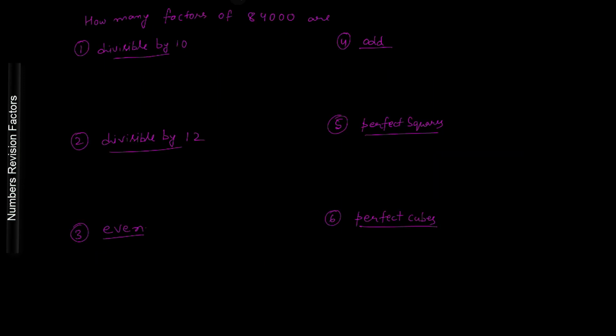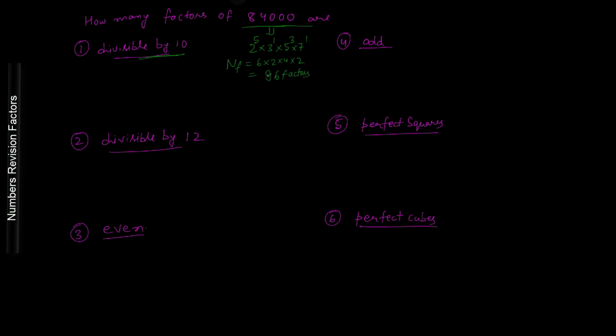Now the next part, it says how many factors of 84,000 are divisible by a certain number, and certain other cases. Let's take one by one. Divisible by 10. We want all the factors of 84,000 which are divisible by 10. First, let's understand the question. What is 84,000 itself? If you factorize 84,000, it is equal to 4 into 10, 10, 10. So that is 2 to the power 5 into 3 to the power 1 into 5 to the power 3 into 7 to the power 1. So the total number of factors would be 6 into 2 into 4 into 2. Number of factors for this total. That will be 6 2s are 12, 4 2s are 8, 96 factors.